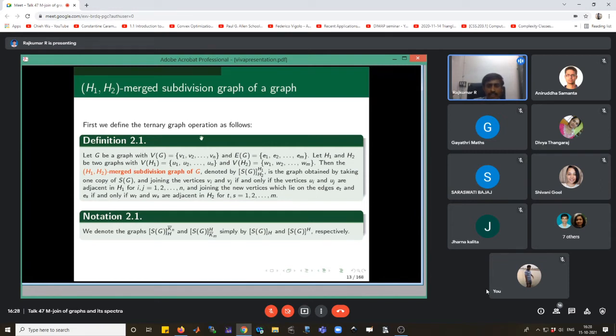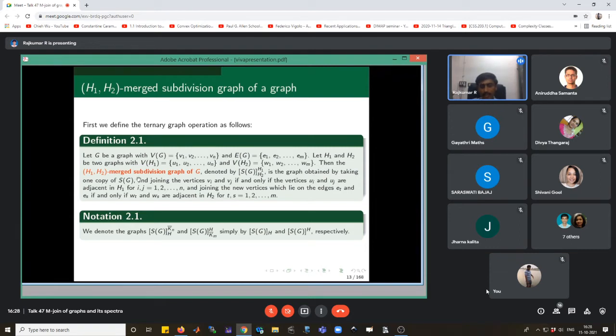So this is a ternary graph operation, which is defined as follows. To define this graph, take a graph G with vertex set V(G) = {v1, ..., vn} and edge set E(G) = {e1, ..., em}, having n vertices and m edges. Let H1 and H2 be two graphs. The first graph has n vertices and the second graph has m vertices.